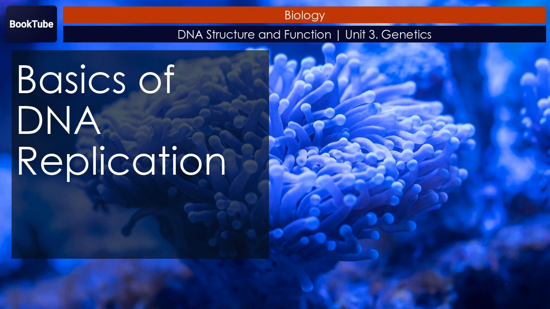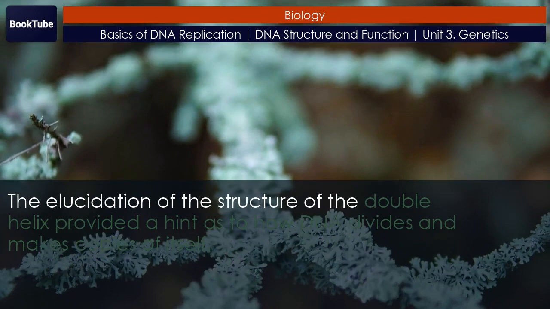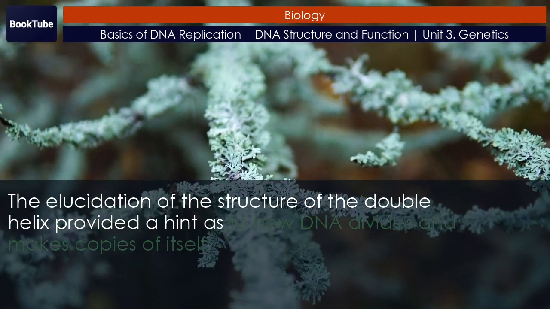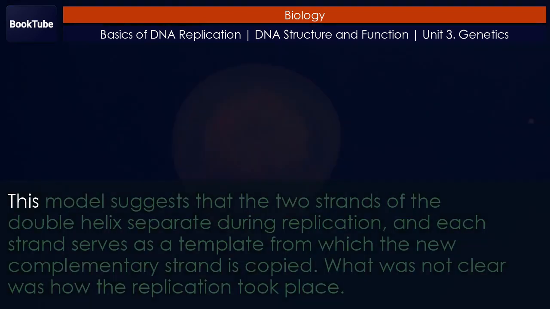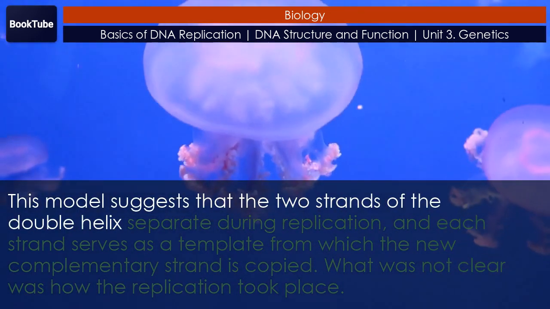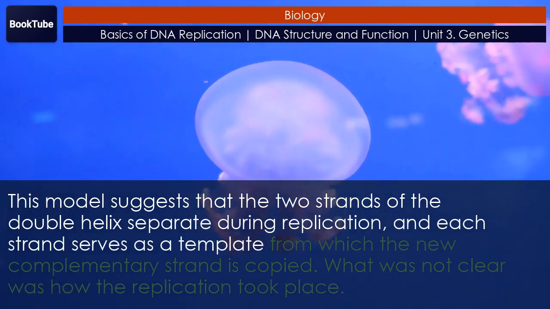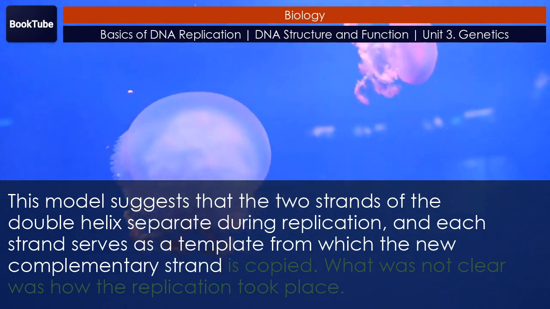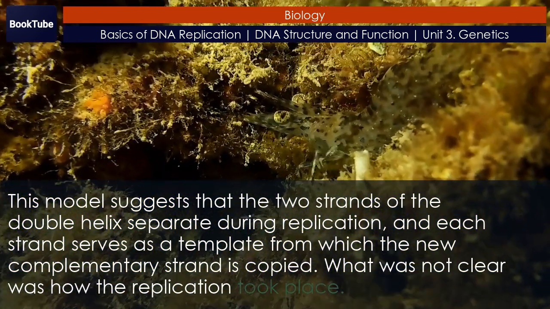Basics of DNA Replication. The elucidation of the structure of the double helix provided a hint as to how DNA divides and makes copies of itself. This model suggests that the two strands of the double helix separate during replication, and each strand serves as a template from which the new complementary strand is copied. What was not clear was how the replication took place.